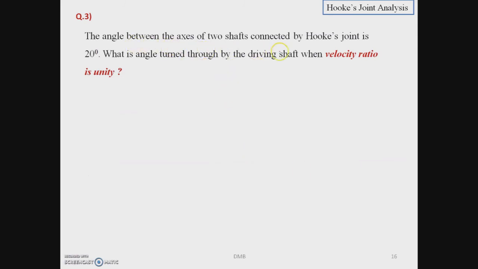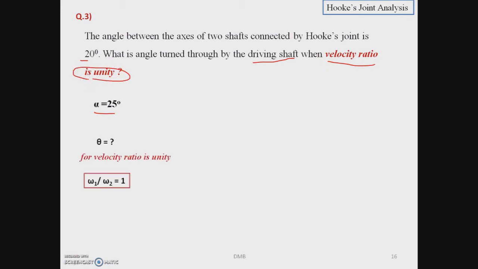The angle between the axis of two shafts connected by Hooke's joint is 20 degrees. What is the angle turned by the driven shaft when velocity ratio is unity? Now, the angle of inclination between input and output shaft is 25 degrees, so alpha equals 25. We have to determine the angle turned by the driving shaft, that is, the values of theta for which velocity ratio is 1.